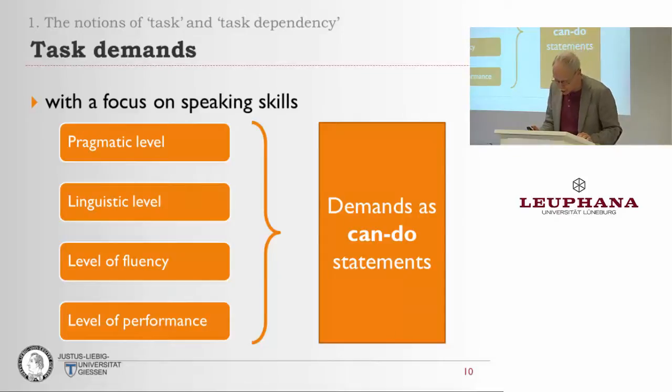On the level of fluency, we want to state how fluent the learner presents his or her text. And on the level of performance, demands include the way the learner delivers the text, using body language and other means of expressiveness, but also the use of strategies.